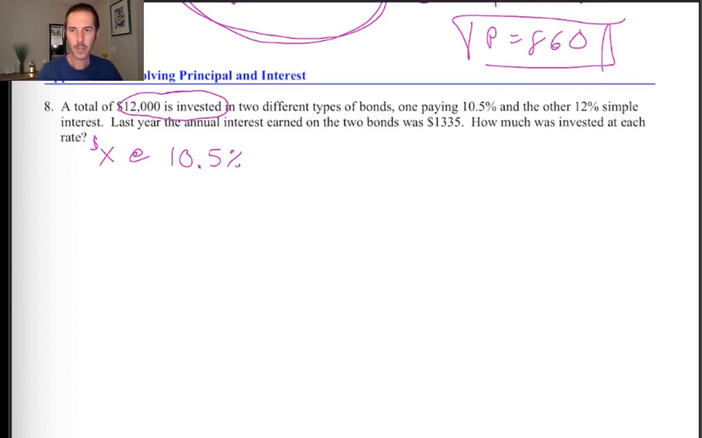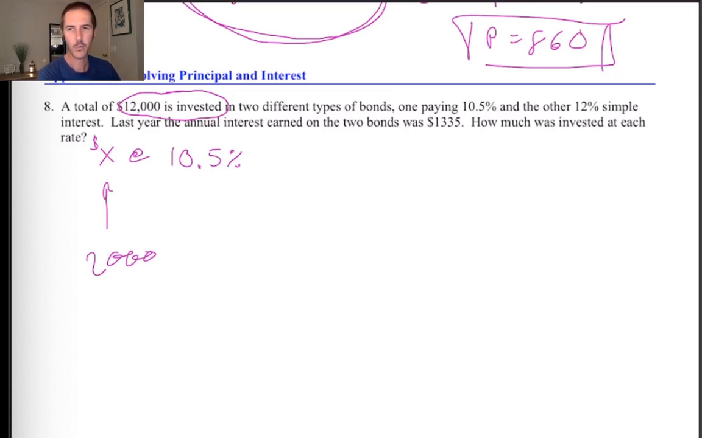Let's say, just hypothetically, that X was $2,000. I invested $2,000 at 10.5%. How much money do I have left to invest at the other interest rate? I'm investing $12,000 total. Hypothetically, I'm investing $2,000. How much money is left over? $12,000 minus $2,000, $10,000. Okay, so that's right. It means I'm investing $10,000 at the other interest rate.